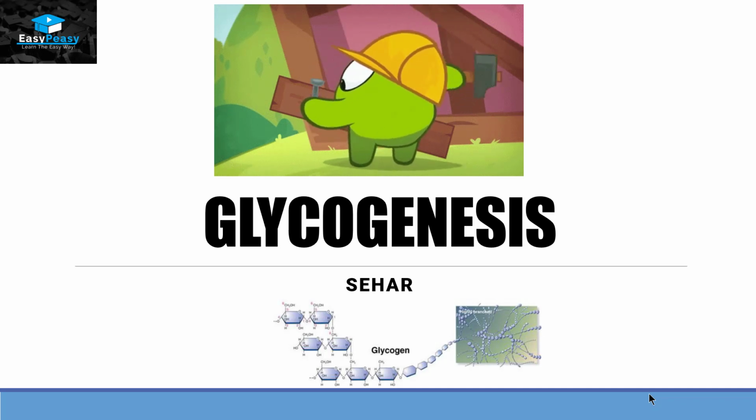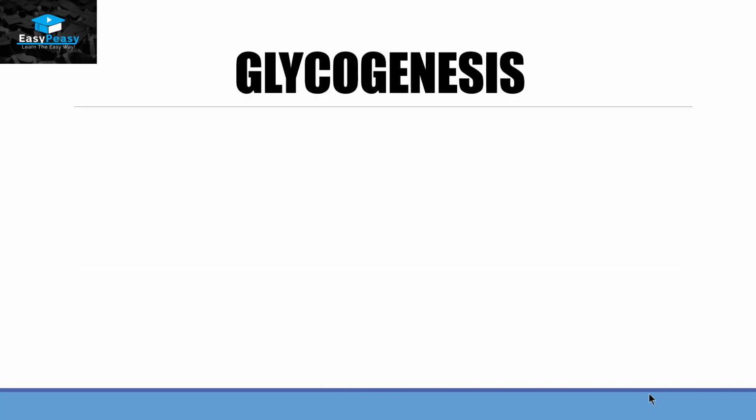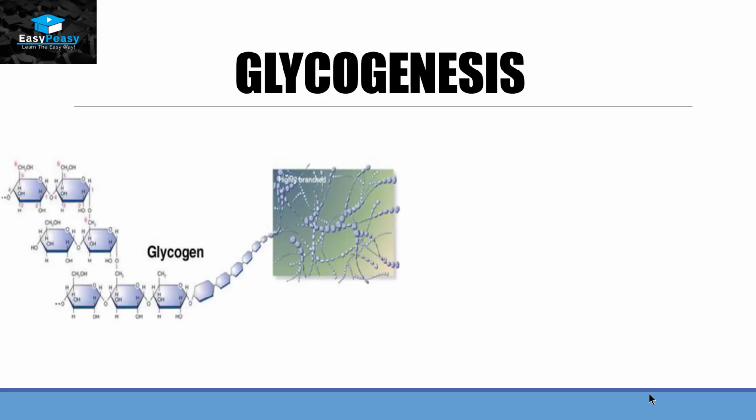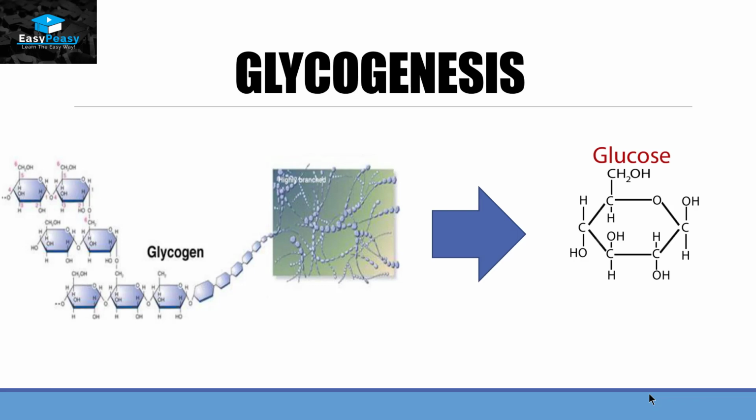Glycogenesis. By the name, it is telling us that this is the process of production of glycogen. Glycogen is nothing else but made up of repetitive units of glucose. So glucose is a monomer and glycogen is a polymer made up of glucose.